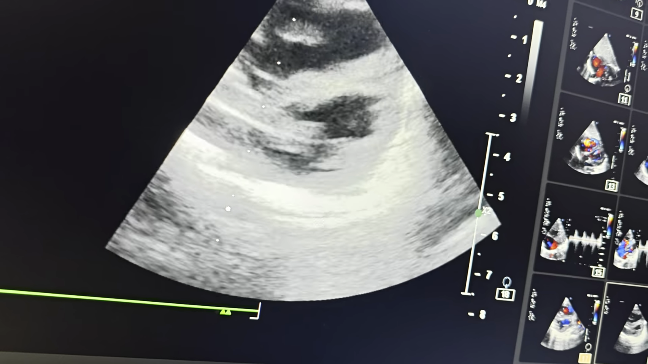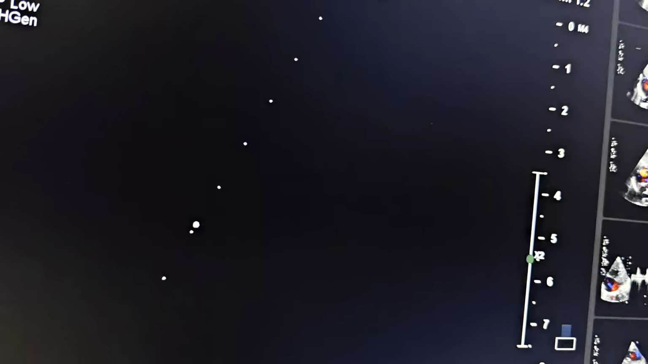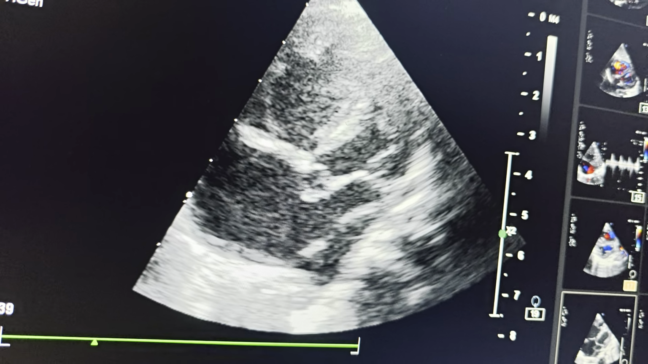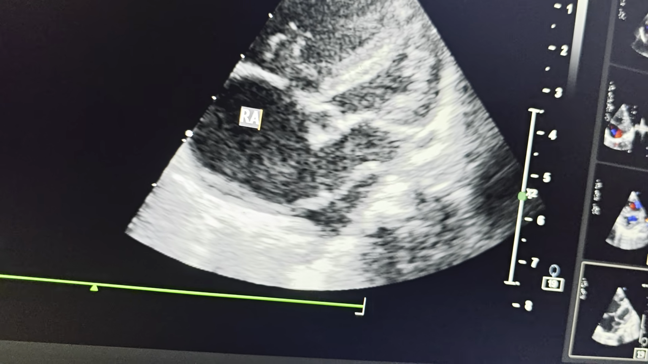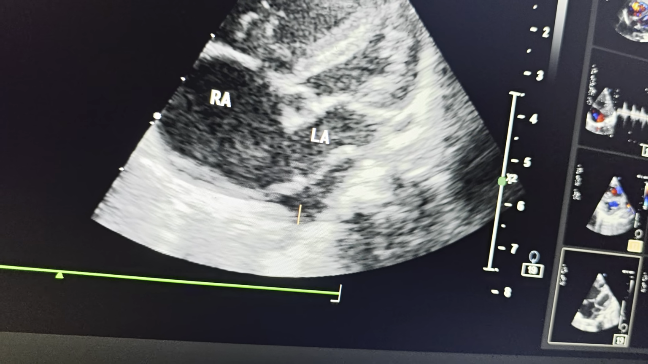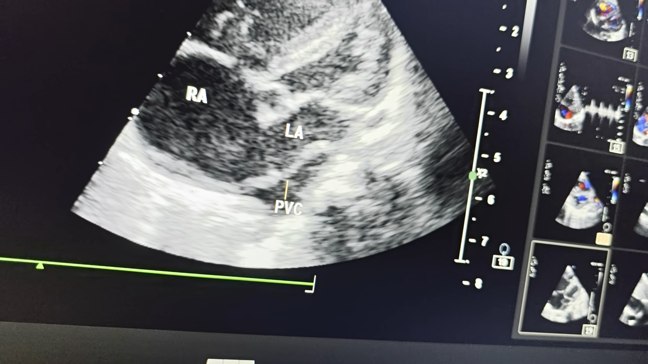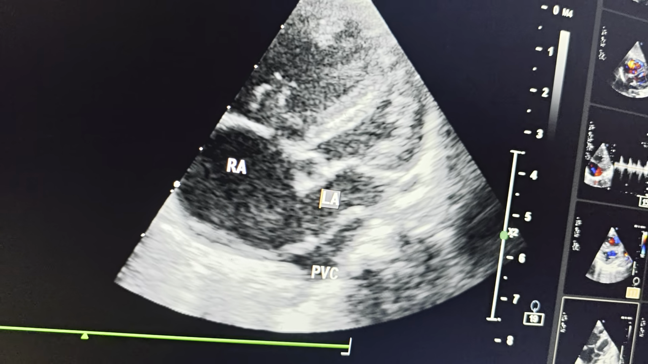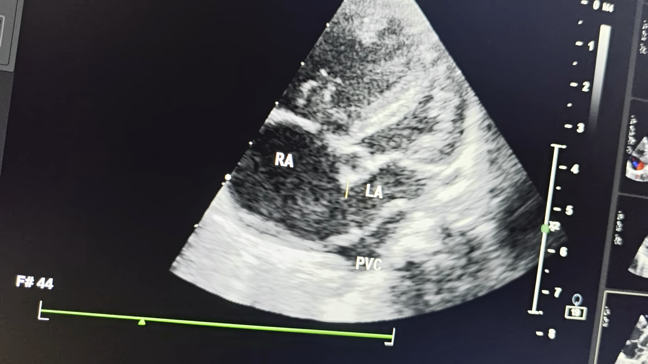Next image, this is parasternal short axis view. Left ventricle chamber is D-shaped. This is very interesting view. You see this view. So again, this is right atrium, this is left atrium, and this is pulmonary venous confluence, PVC, and this pulmonary venous confluence joins coronary sinus draining into right atrium. So this is total anomalous pulmonary venous connection through coronary sinus.